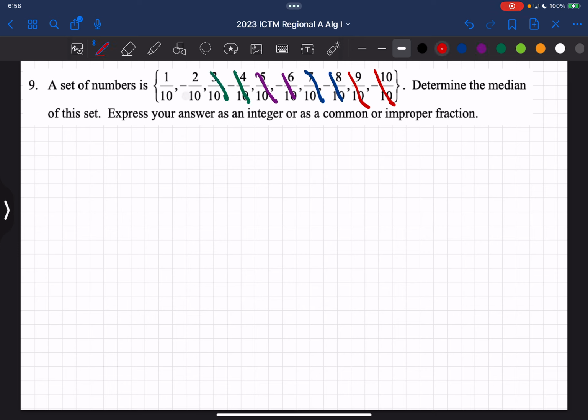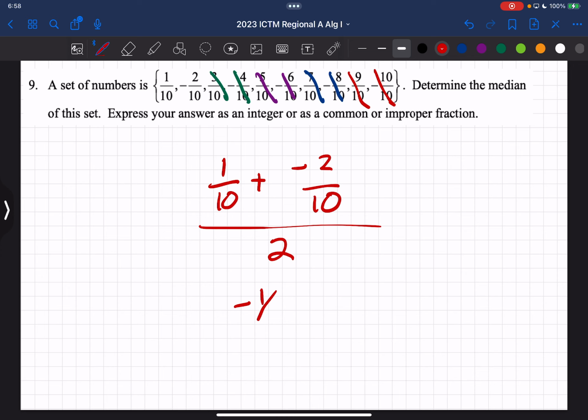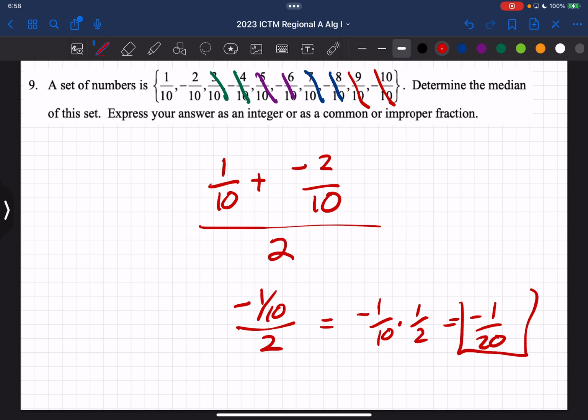When you have 2 numbers, what you have to do is you have to add them and divide by 2. Now, thankfully, they have a common denominator. So we have -1 over 10 all over 2, which is the same as multiplying by 1/2. So we get -1 over 20.